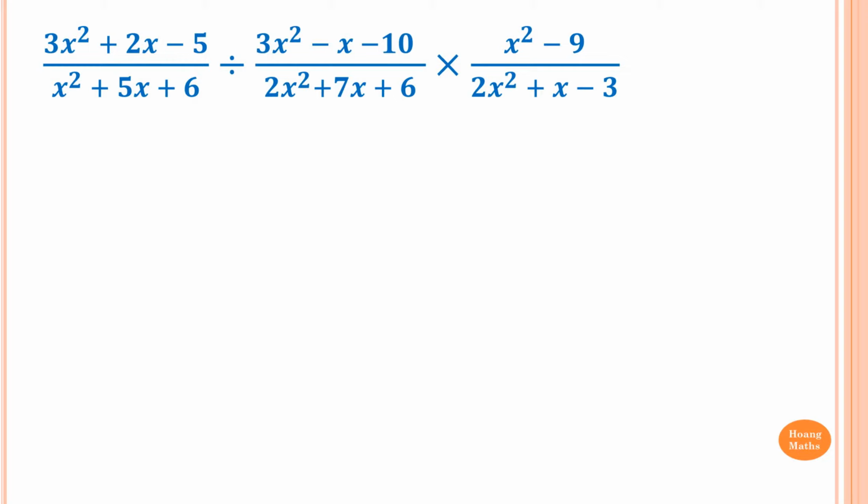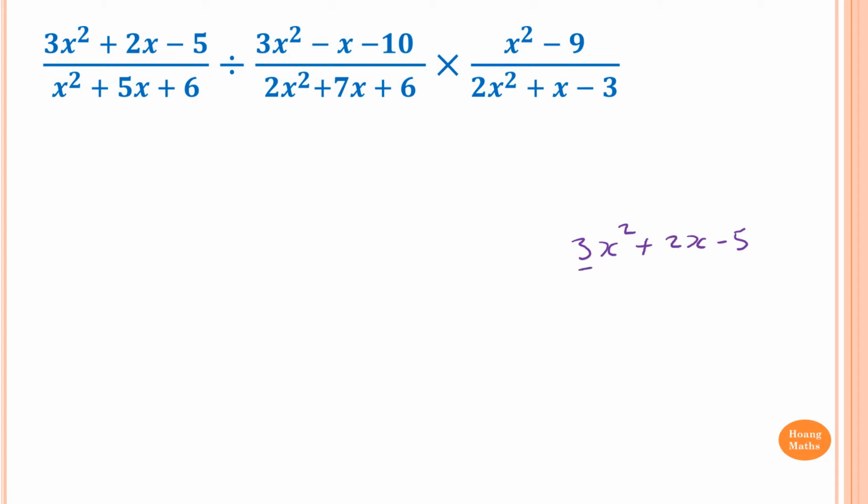Please stop the video and try this one yourself. So first of all, we need to factorize 3x squared plus 2x minus 5 first.